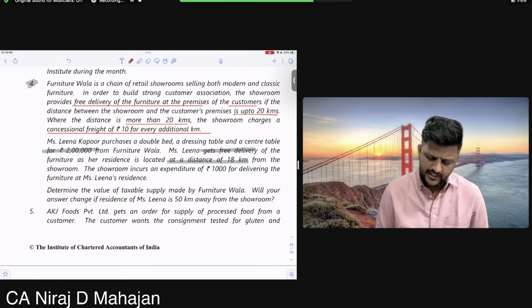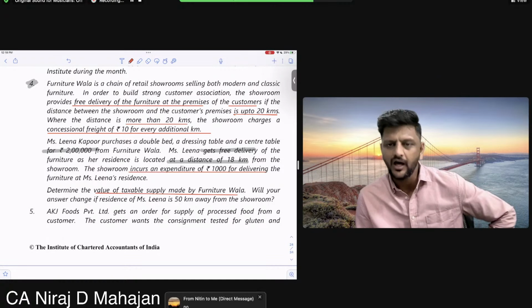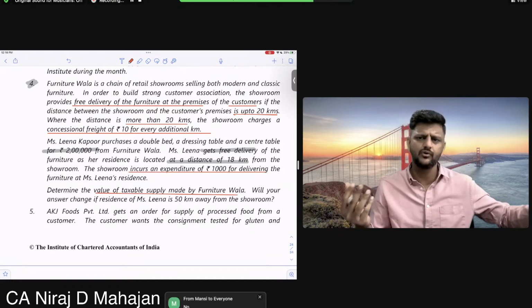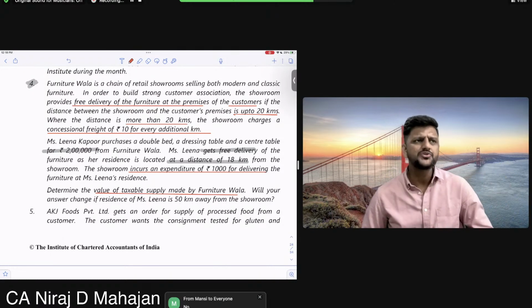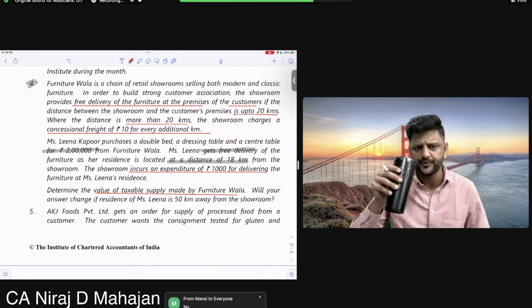The showroom incurs an expenditure of 1,000 for delivering the furniture. Determine the value of taxable supply made by Furniture Wala. Are we adding that rupees 1,000 in the invoice? No. Are we adding that? No. It was already part of your cost. Are you charging the buyer? No. We are not even showing it in the invoice because the distance is 18 kilometers. So allowed.